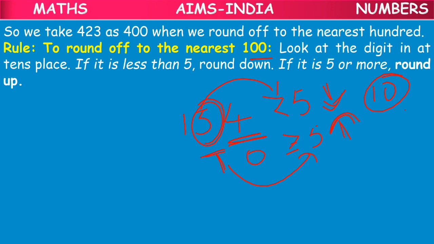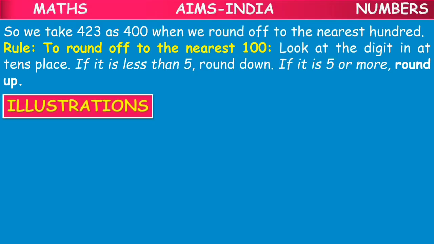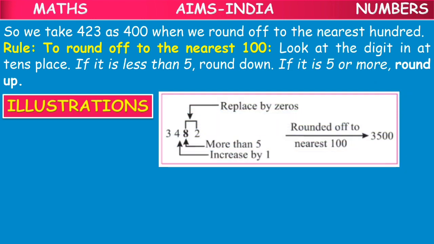Clear, students? This is why I was saying that if you understand the concept of rounding off a number to the nearest 10, it will be very easy for you to round off the numbers to the nearest hundreds and thousands. Let us look at an example here. 3482. We should round it off to the nearest 100. Now what did I say? Look at the number in the tens place. The number in the tens place is 8 here. Now 8 is more than 5.